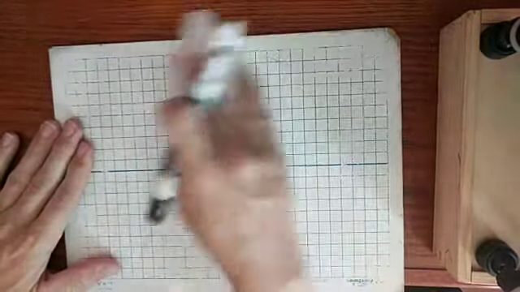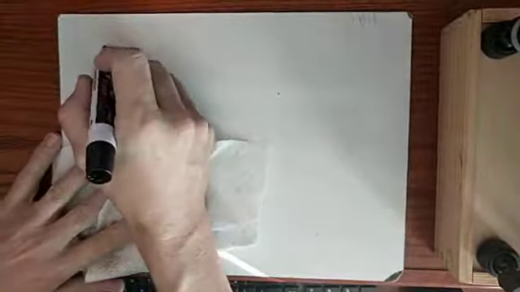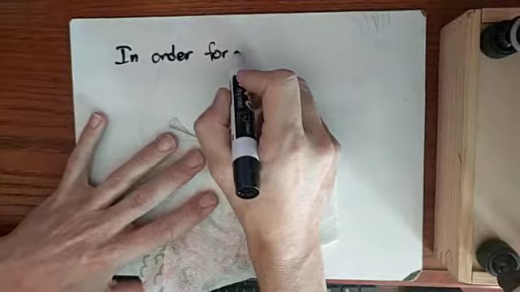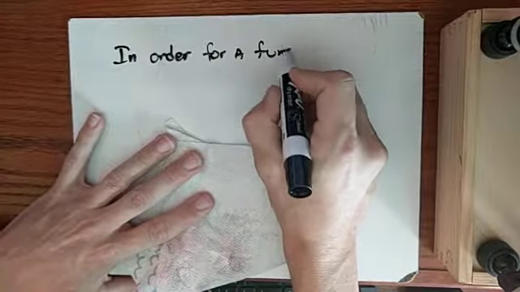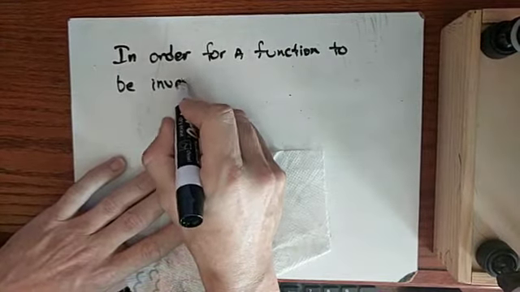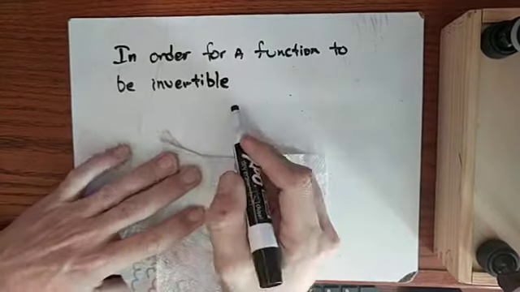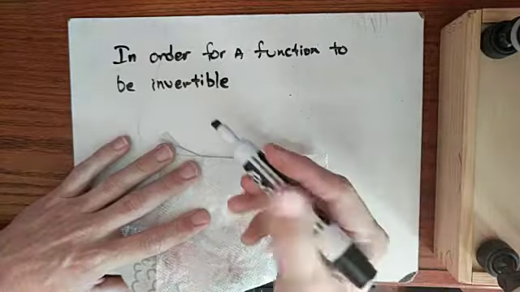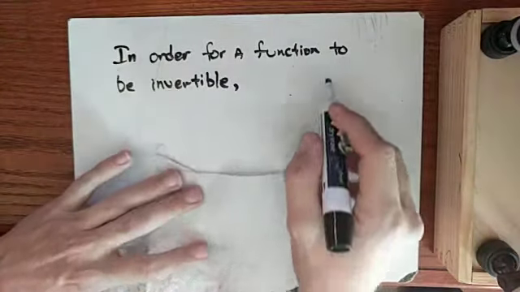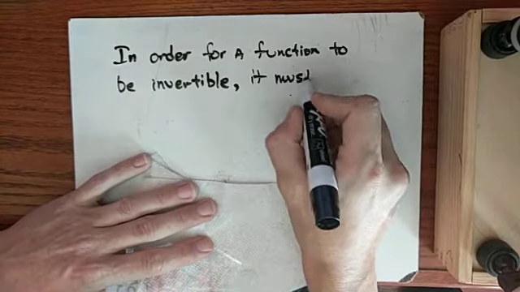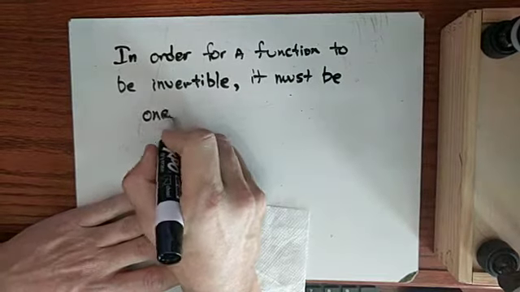So the reason I'm mentioning that is because, let's write this down: in order for a function to be invertible, what do I mean by invertible? It means that you can do what I just tried to do, and the inverse is still a function. So for this to happen, for the other thing to work out to be a function, the original function must be 1 to 1.